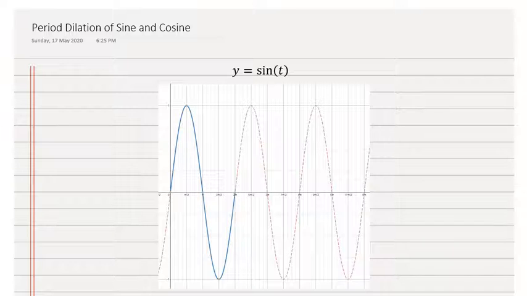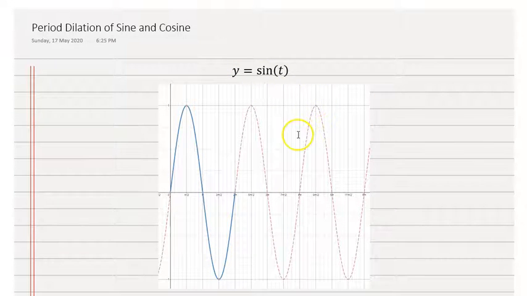In this video, we're going to have a look at the concept of period dilation of sine and cosine functions. Now, in the previous video, we had a look at how we could change the maximum and the minimum y values of a sine function, or we could have explained it as changing the range of a particular function like y equals sine t.